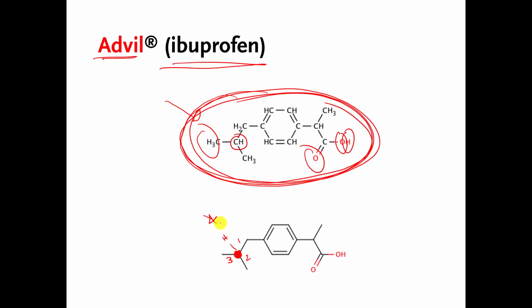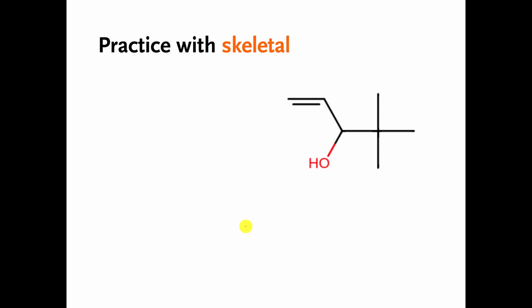You can just keep doing that with skeletal structures. This is a little bit of practice. You can pause the video and try to figure out what the formula of this molecule is. So what's the formula for this molecule? Unpausing the video. First thing we have to do is find the carbons. There's a carbon here. Any place where there's an end with no letter, and any place where there's a corner with no letter, there's a carbon atom.